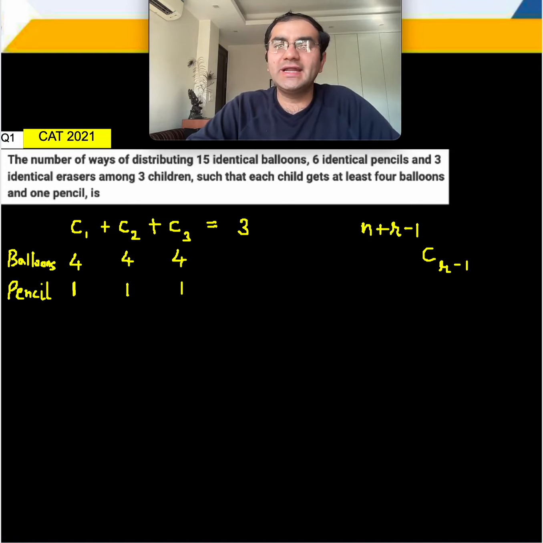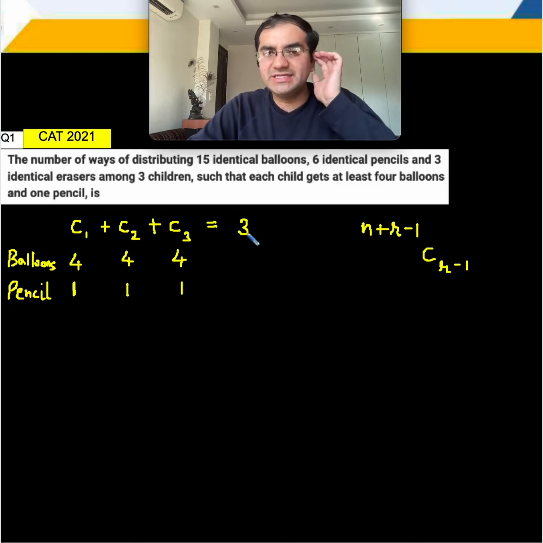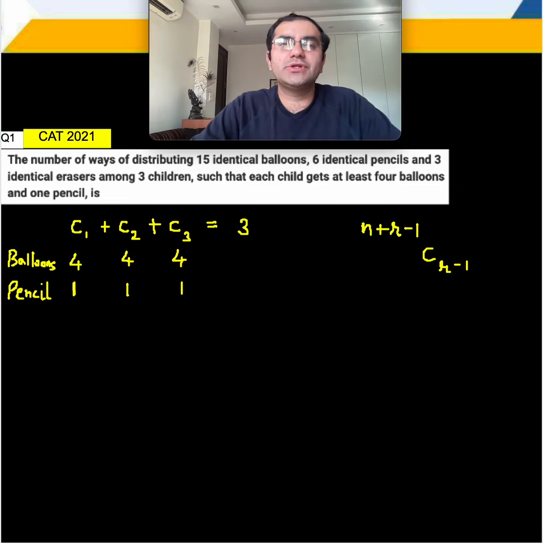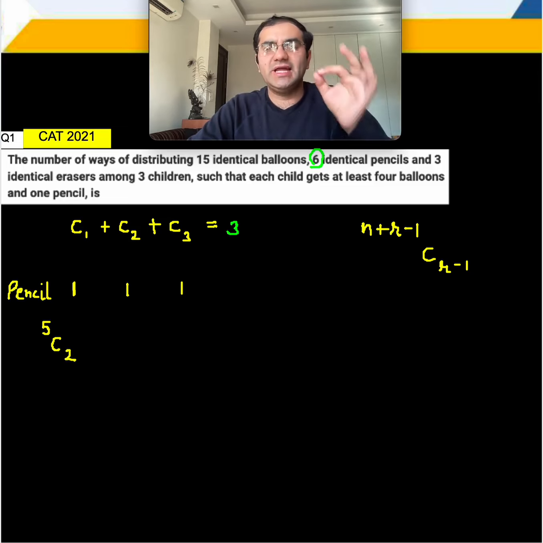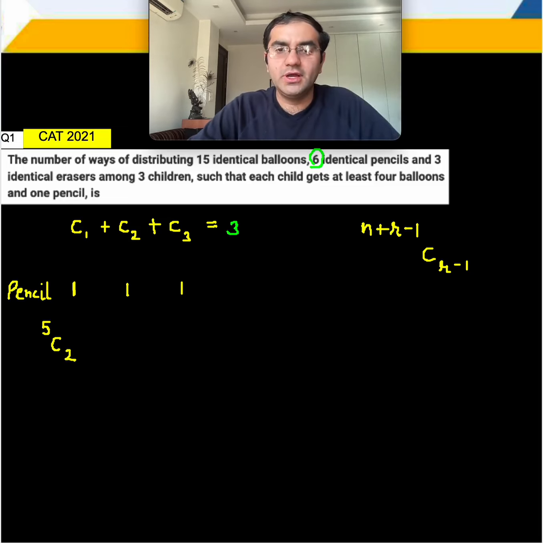This is for non-negative integral solutions, and it's an existing concept. So for 3 I will do it. n is 3, r is 3. So 3 plus 3 minus 1 C 3 minus 1 becomes 5C2. And that's the story of the balloons. Then you have 6 pencils, out of which 3 have been distributed already. So 3 more pencils have to be taken care of. And the exact same calculation for pencils again becomes 5C2.